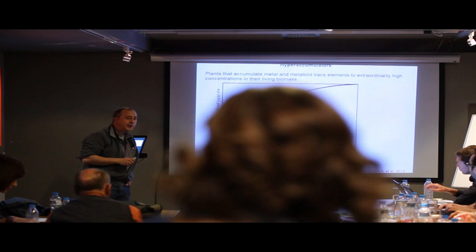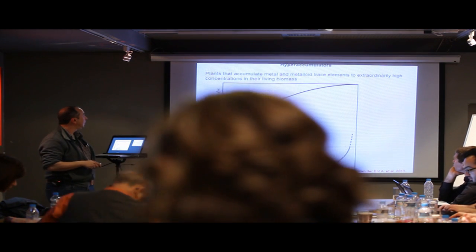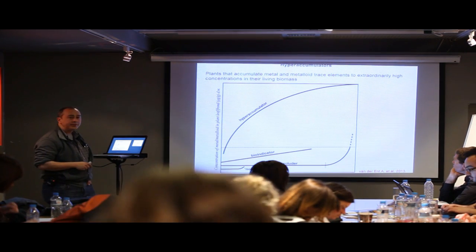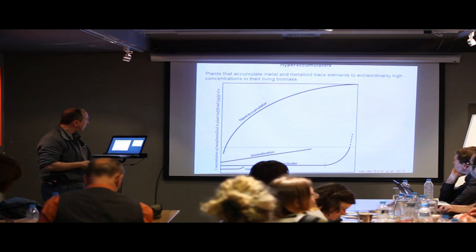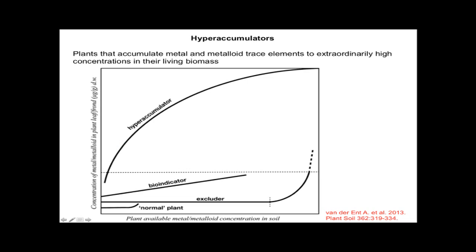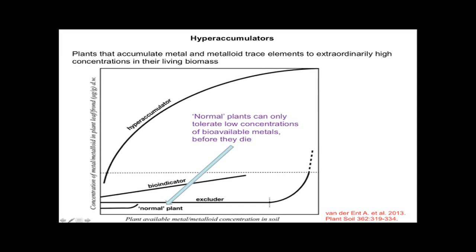Elements to extraordinary high concentration in their living biomass. We can distinguish these four types of plant species as far as their response to the serpentine soils is concerned. First, we have the normal plants. We have this kind of response in normal plants.